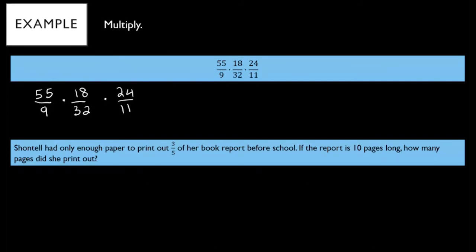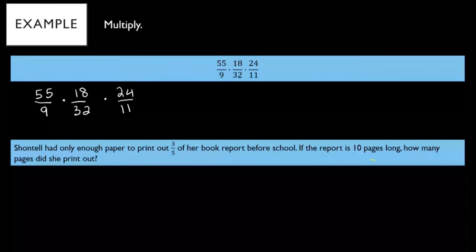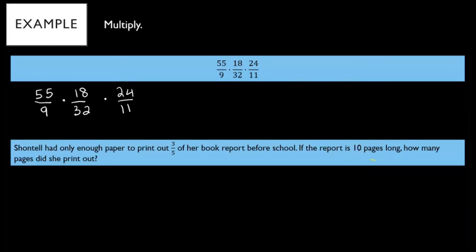And so I'm going to try to start reducing things, and I just look at what I see. So like 55 and 11. I know that 55 is 5 times 11. So that means I can divide 55 by 11 and 11 by 11. So I'm going to just mark that in there.